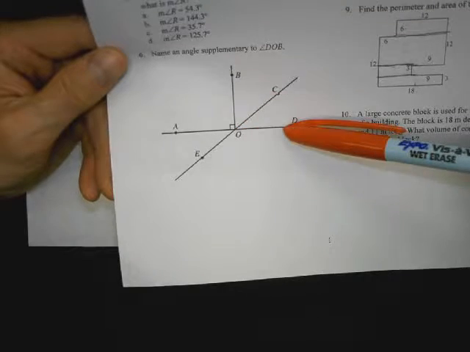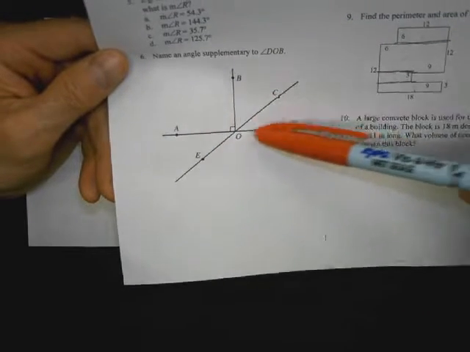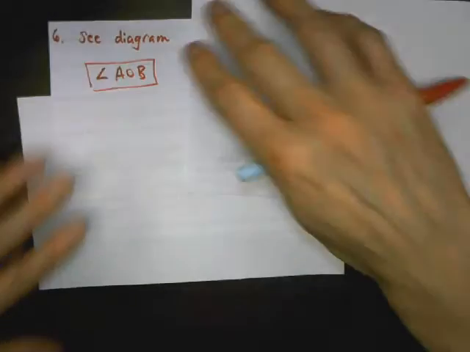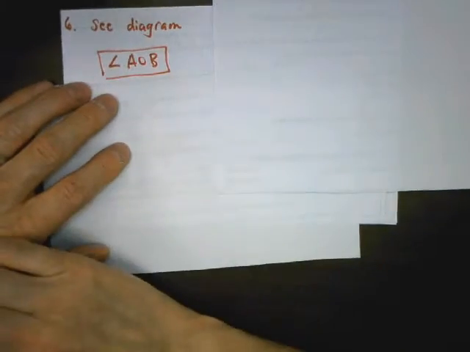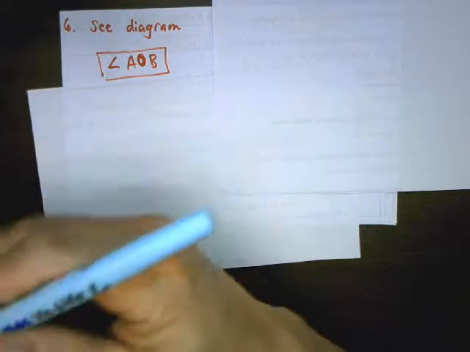Now, supplementary means make 180 or make a line. The only angle that makes a line with DOB is BOA or AOB. It's the same one. So the answer for that has to be angle AOB, or you can say BOA. You just have to make sure you put the O in the middle.